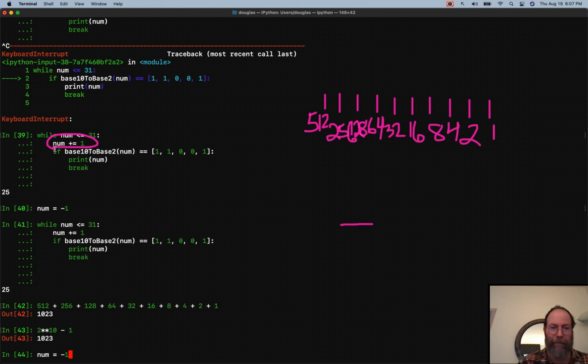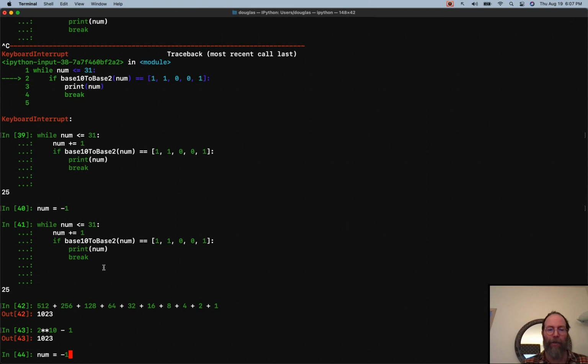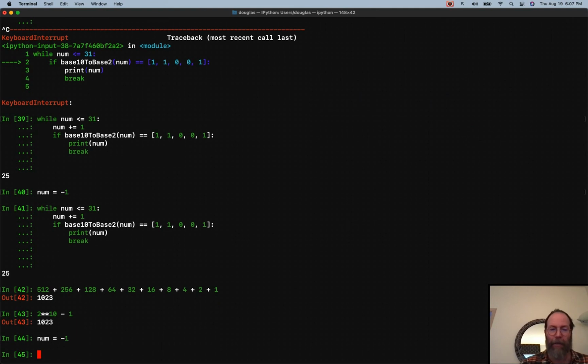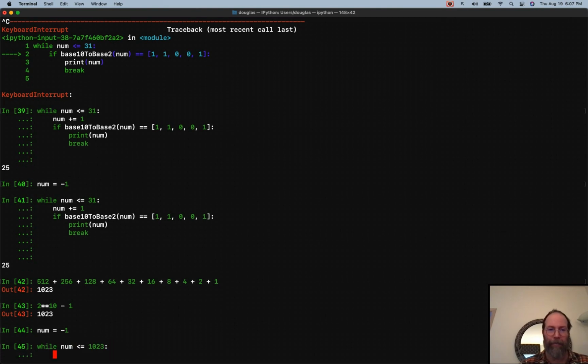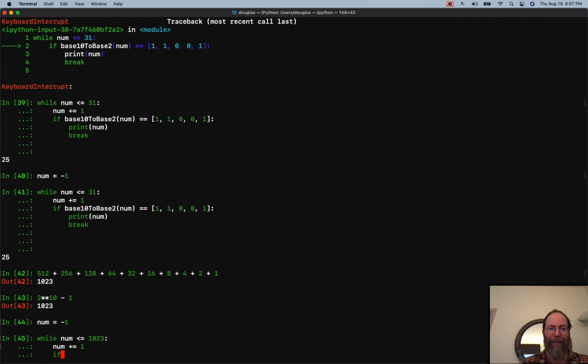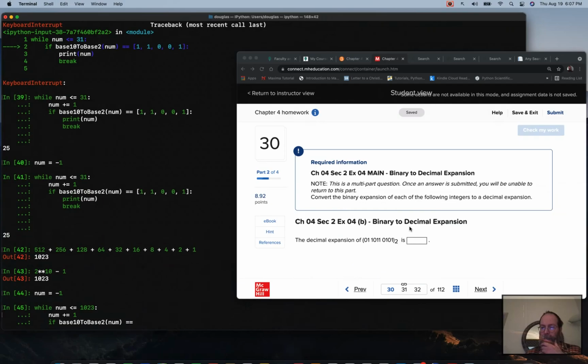So this is how we're going to do it. Num is equal to -1. While num is less than or equal to 1,023, num plus equals 1. If base 10 to base 2 of num is equal to, let's see, what is that number?